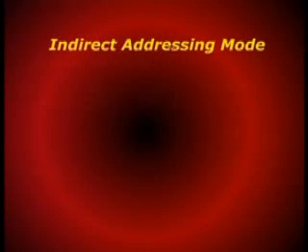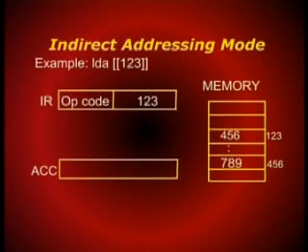The next example indicates indirect addressing mode. Now you see load A with double square brackets. The inner brackets indicate that it is the address 1, 2, 3, where the address from where to fetch the data would be given.